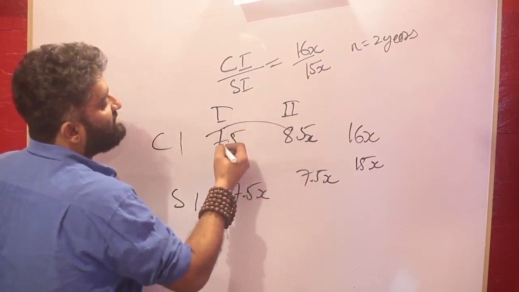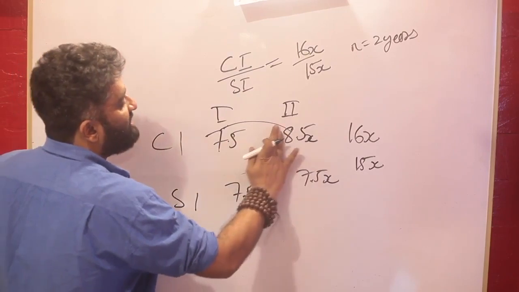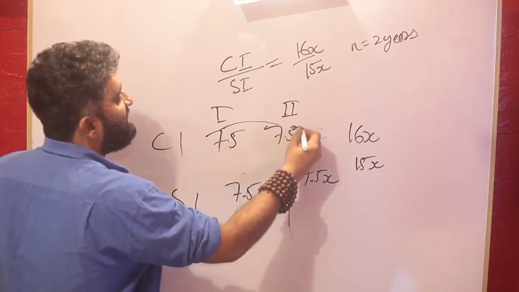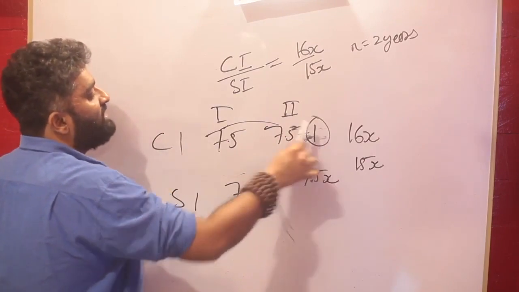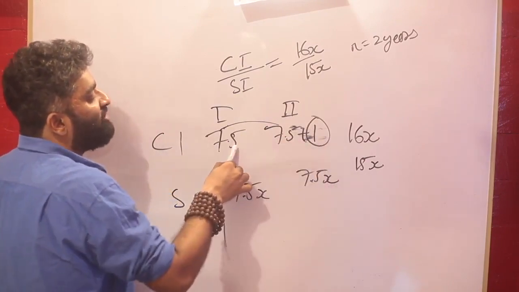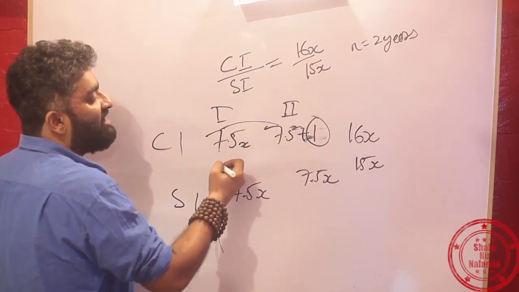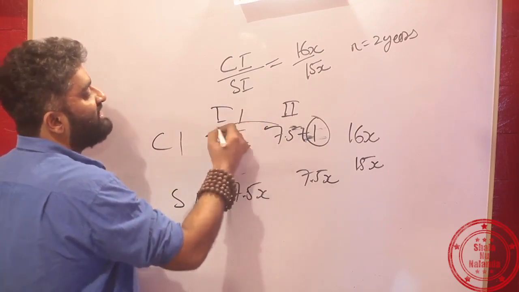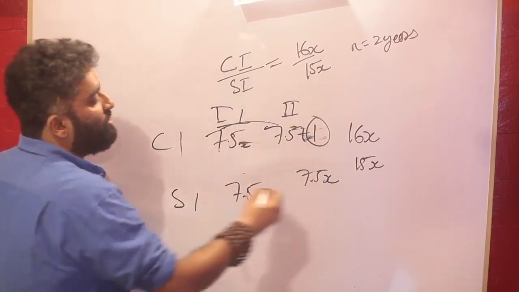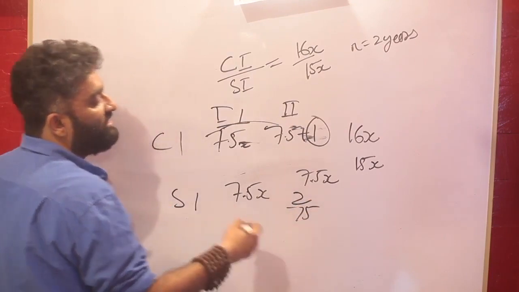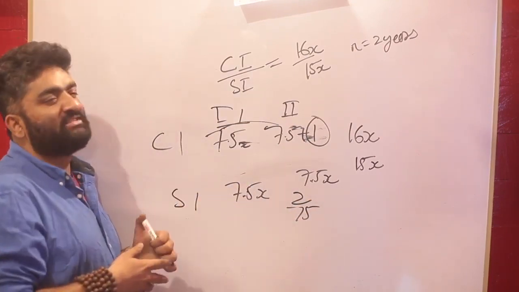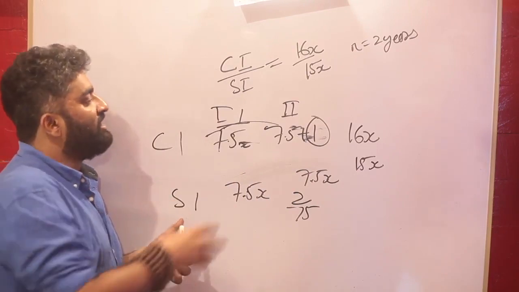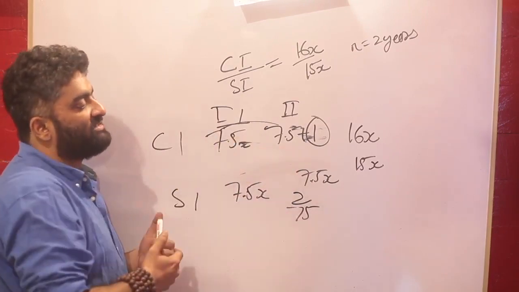Why? Because from 7.5 I've gone to 8.5, that means I've gone 7.5 plus 1. And where did this 1 come from? This 1 came from the rate of interest being applied on 7.5x, right? So my rate is 1 upon 7.5 or 2 upon 15. 1 upon 15 is 6.66. So 2 into 6.66 would be 13 point something, right? So that is one way of solving this problem, right?